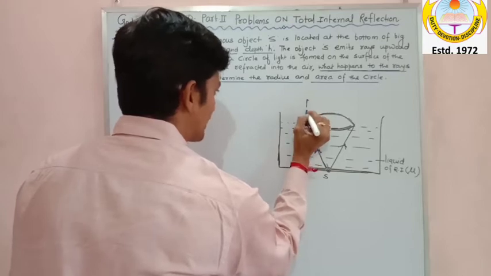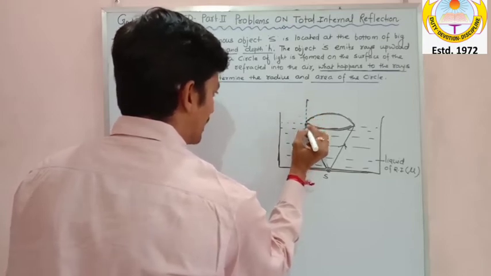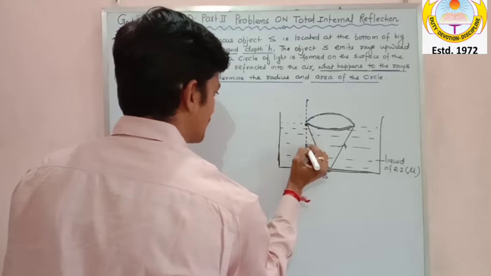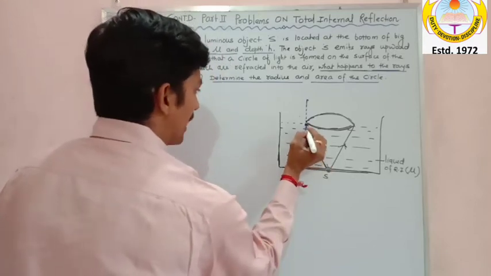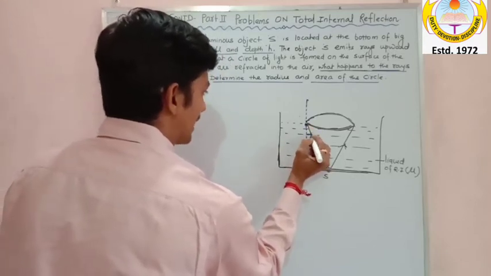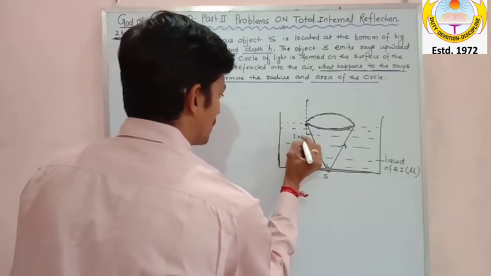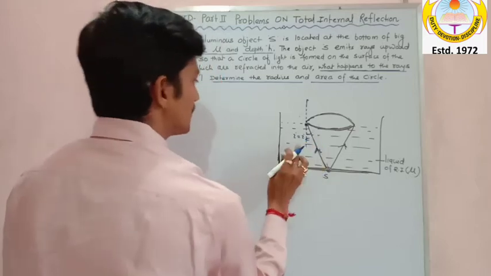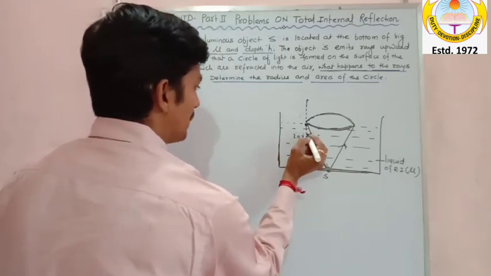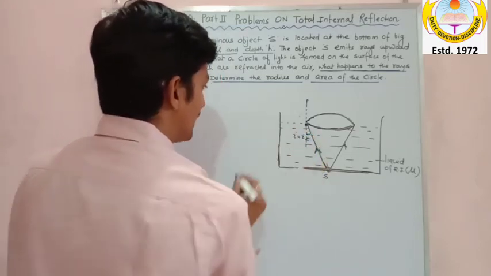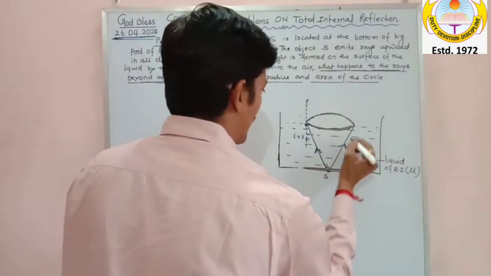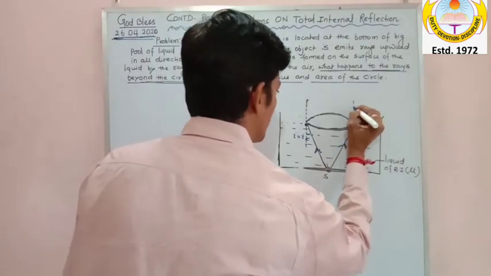I just wanted to answer what will happen beyond the circle, so that it clarifies our things. Now my dear, as soon as this angle becomes i equal to IC, and here also if I draw the normal, my dear.